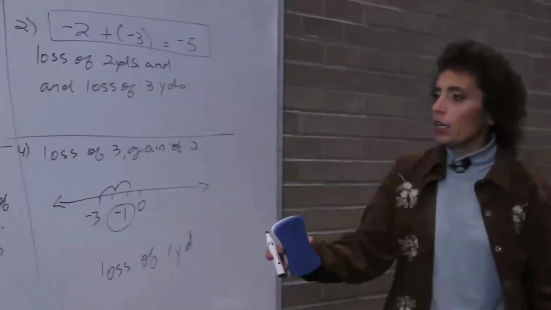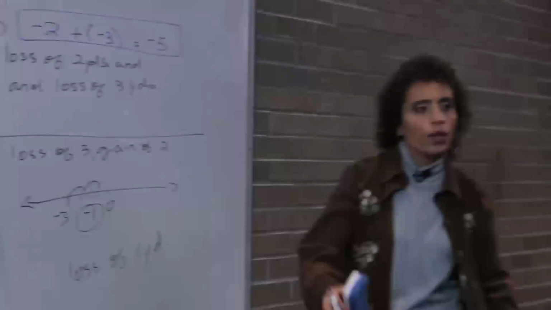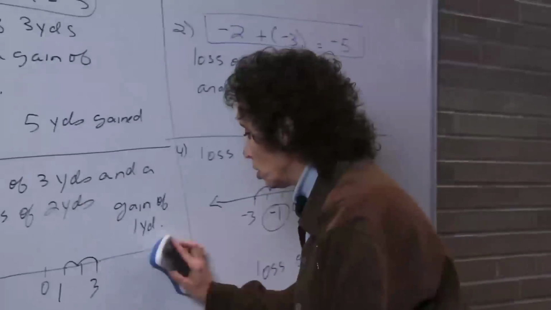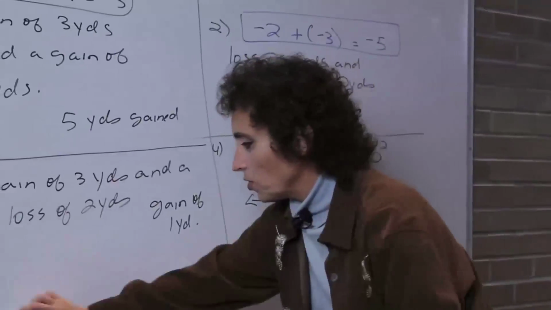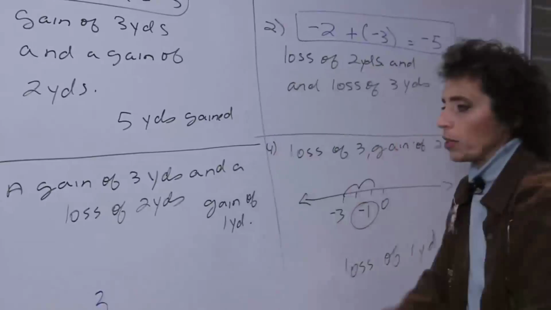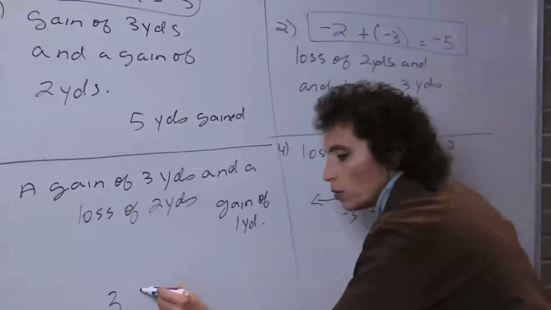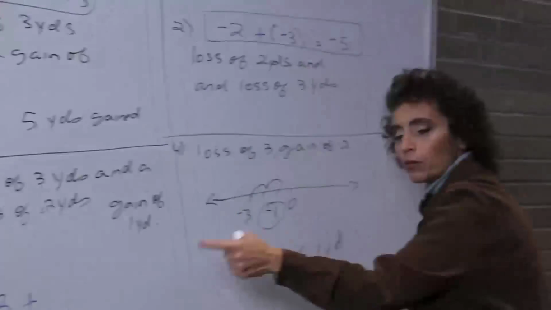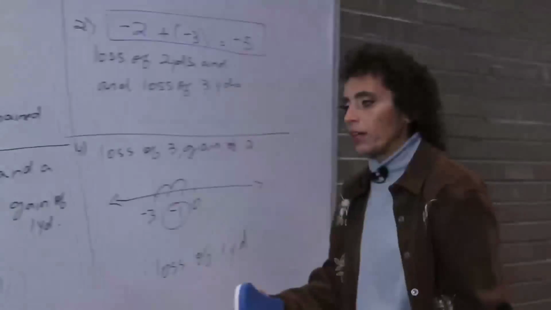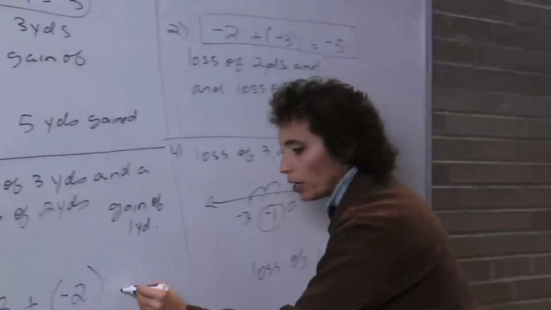So that's the answer to the second question. Here in the third question, we have a gain of 3 yards and a loss of 2 yards. So I'm going to write this as an addition problem. We got a gain of 3, which is a +3. I don't want to write the positive. And a loss of 2. Remember, new play, I'm going to write a plus. A loss of 2. That's really what I'm adding there. And that's a gain, which would be +1.